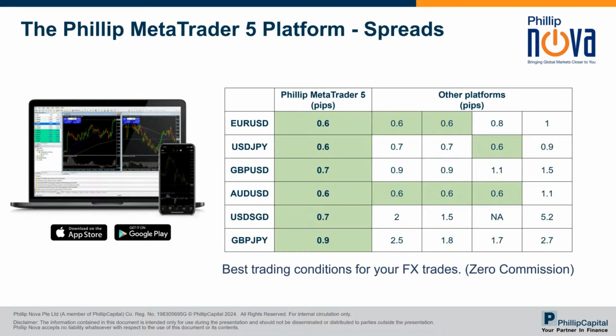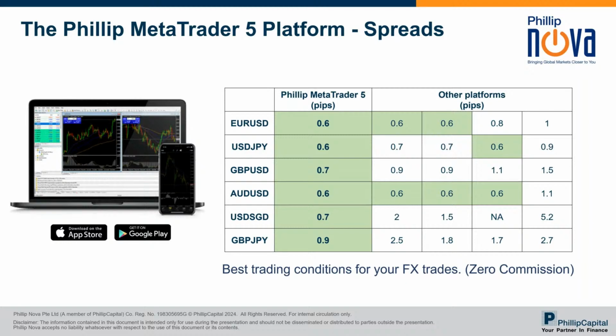Okay, so let's just look at the pound dollar, the GBP USD. Our spreads is at 0.7. Okay, the lowest spread 0.7, and other platforms they are charging at least like 0.9. And on a pair like pound yen, which is a very popular cross pair that people trade, we are offering at 0.9 pips. Okay, while other platforms they are offering at a much wider spread from 1.7 onwards. Some even going up to 2.5.